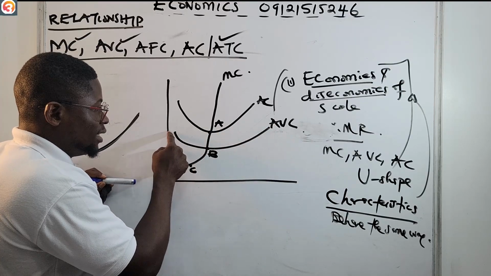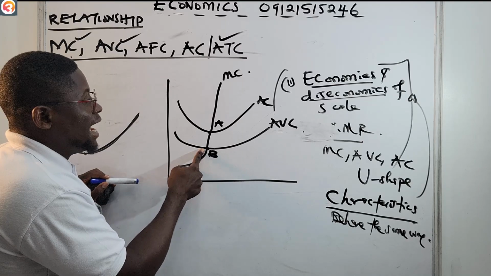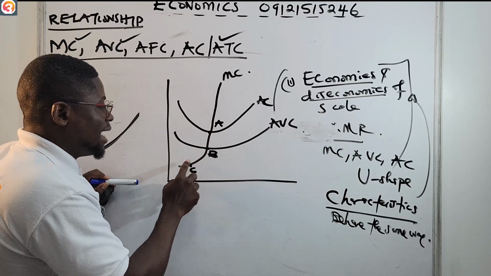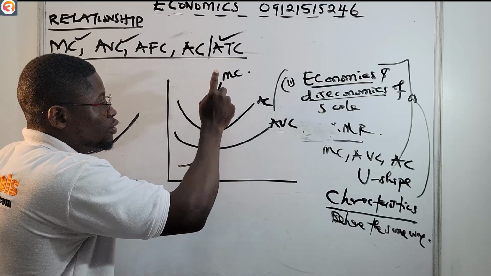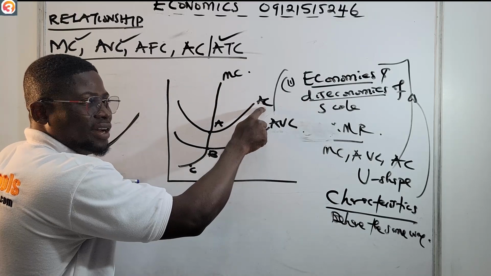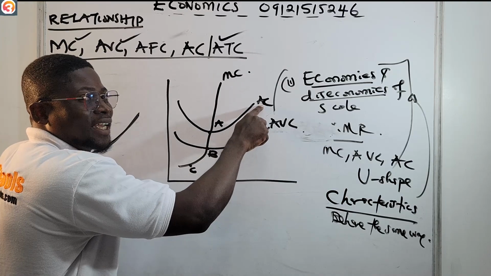AVC, is it also not falling? It's falling also to come and meet the marginal cost curve. All together. And when the marginal cost curve is rising, look at this one is falling, but this one, when it is now rising upward, what do you observe? You see that the average cost curve is also rising. It's increasing.